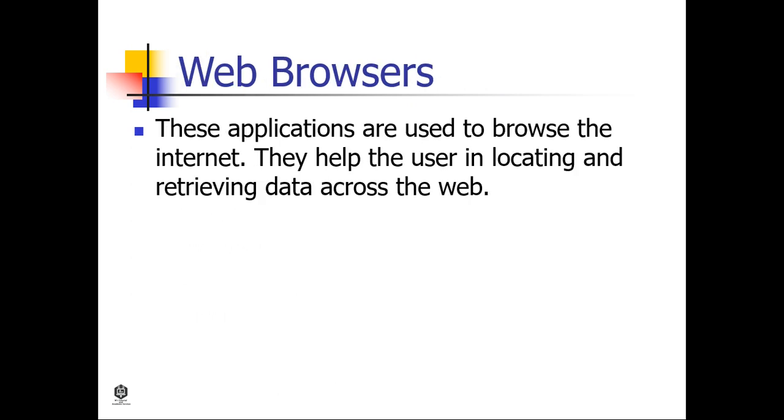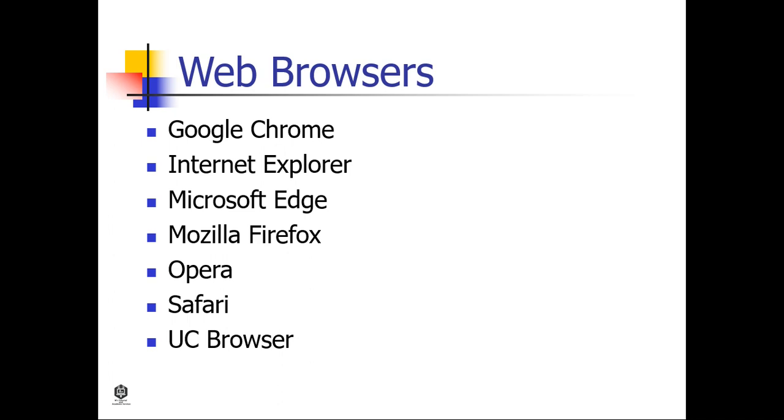How about the web browsers? Web browsers are applications used to browse the internet. They help the user in locating and retrieving data across the web. Examples of the web browsers are Google Chrome, Internet Explorer, Microsoft Edge, Mozilla Firefox, Opera, Safari, and UC Browser.